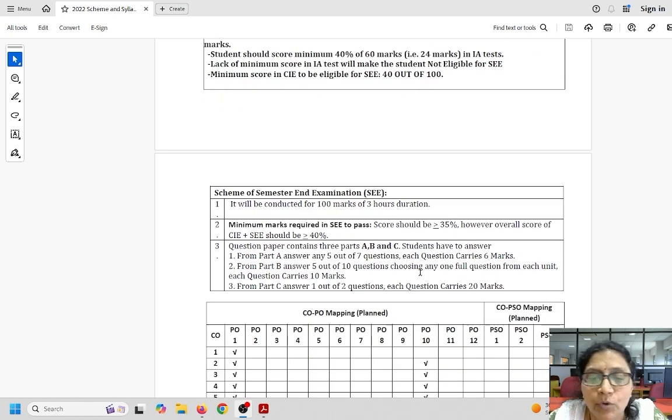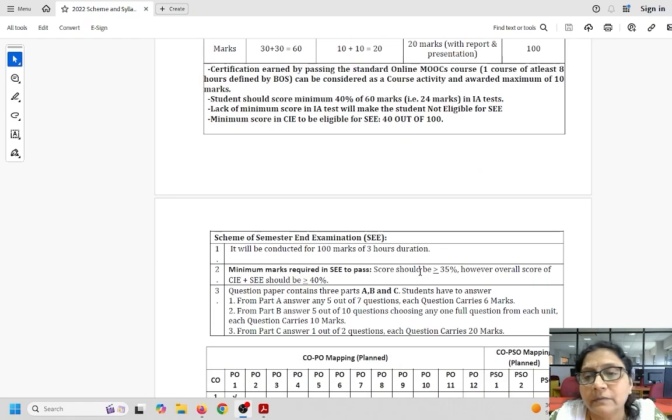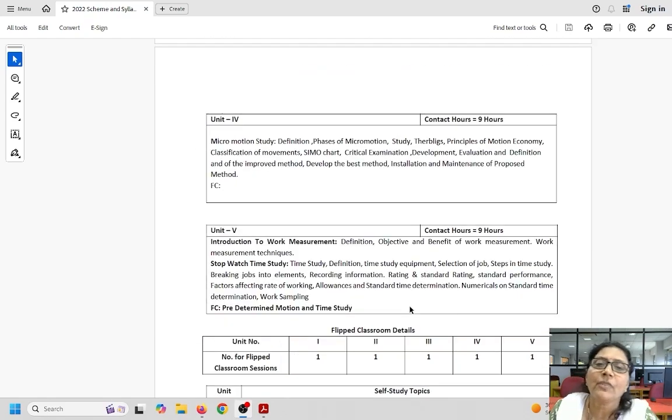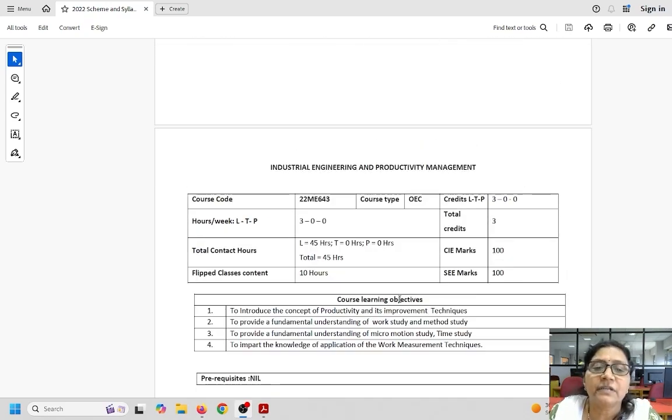And this is about the subject, industrial engineering and productivity management. If you have any queries or anything, you can come to me. As I mentioned, I am Professor Anupama Kallod, professor in the mechanical engineering department. I will be there in the industrial engineering lab on the first floor of B block of GIT.